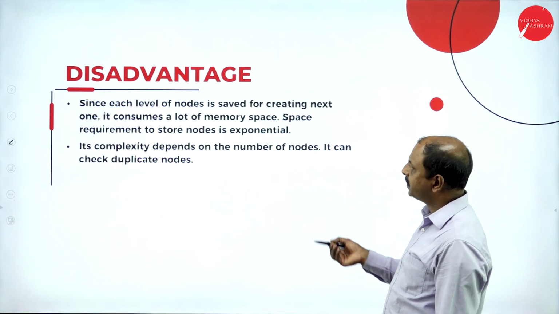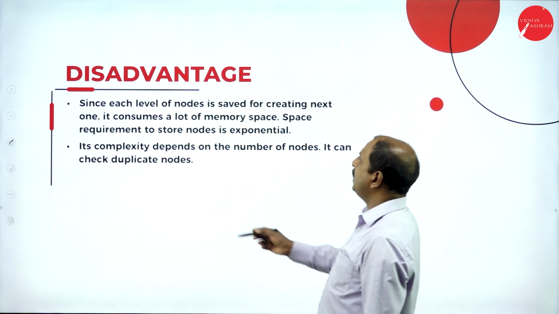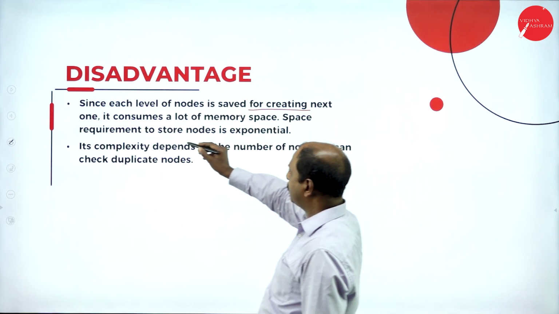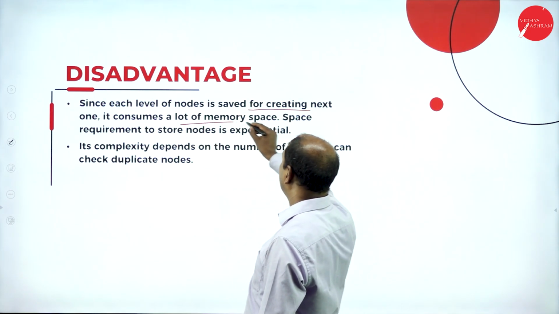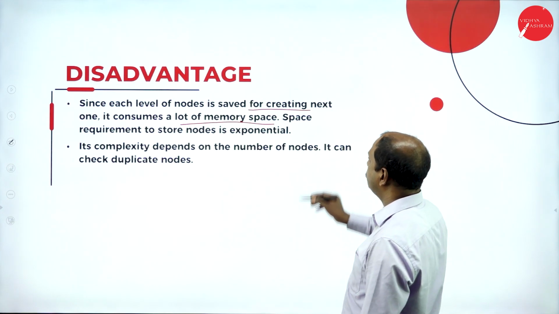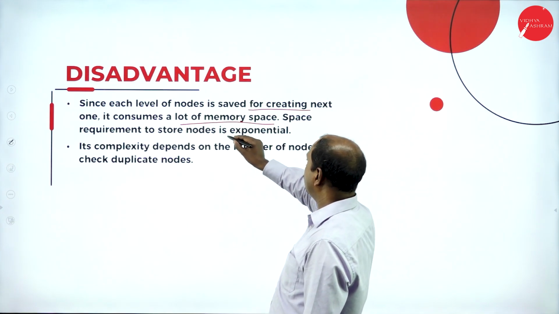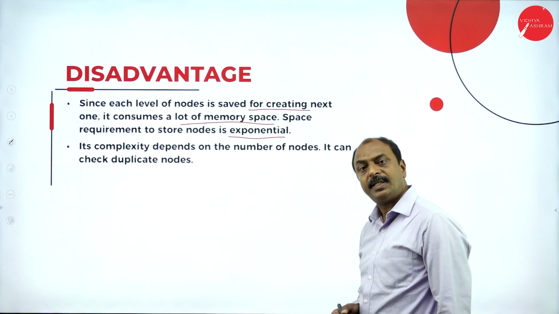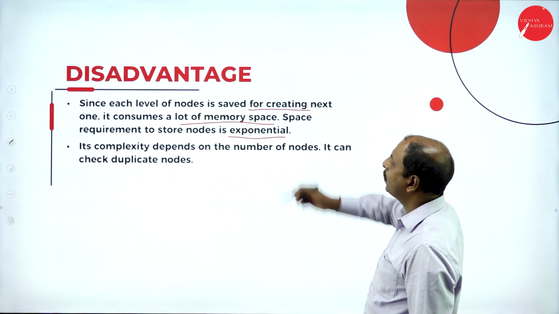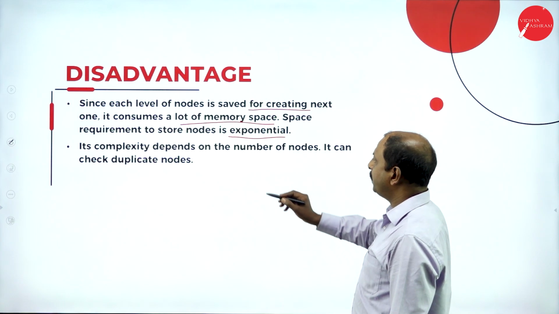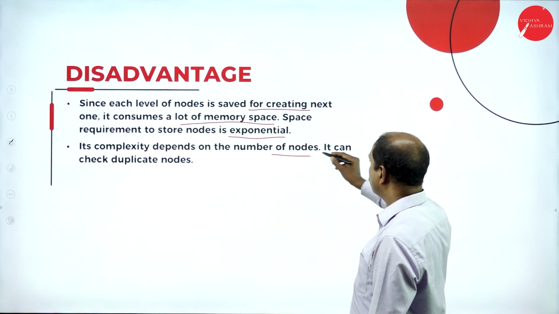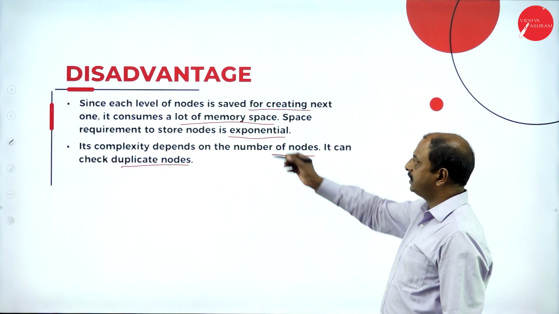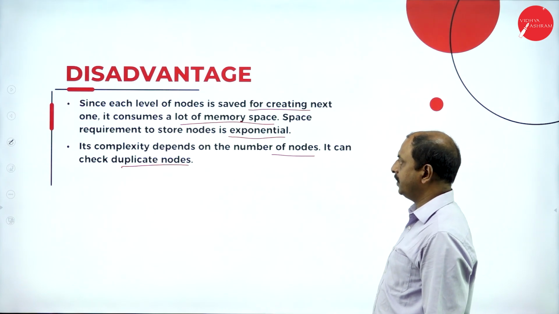Now what is the drawback of this? Drawback of breadth first algorithm. Here each level of nodes is saved for creating the next one. It consumes a lot of memory space. So the space requirement to store nodes is exponential. This is the point of space complexity. It requires more space. Its complexity depends on the number of nodes. It can check duplicate nodes. See, these are the drawbacks of this algorithm.